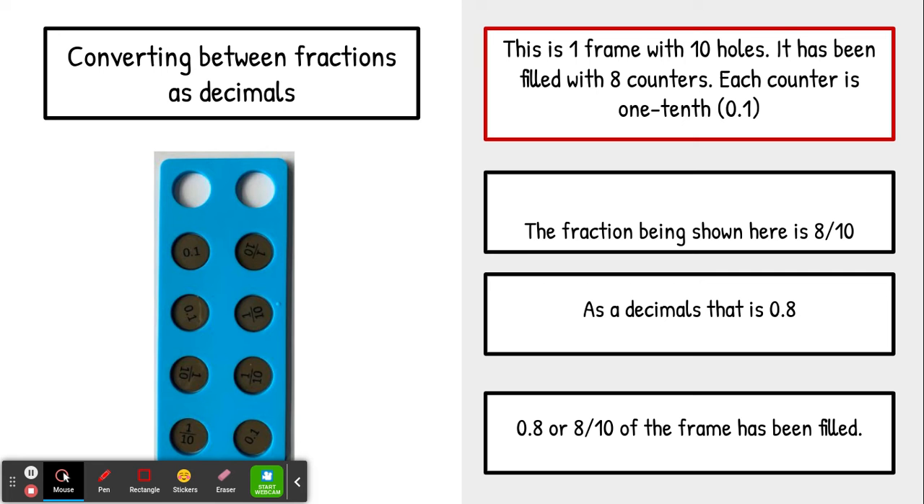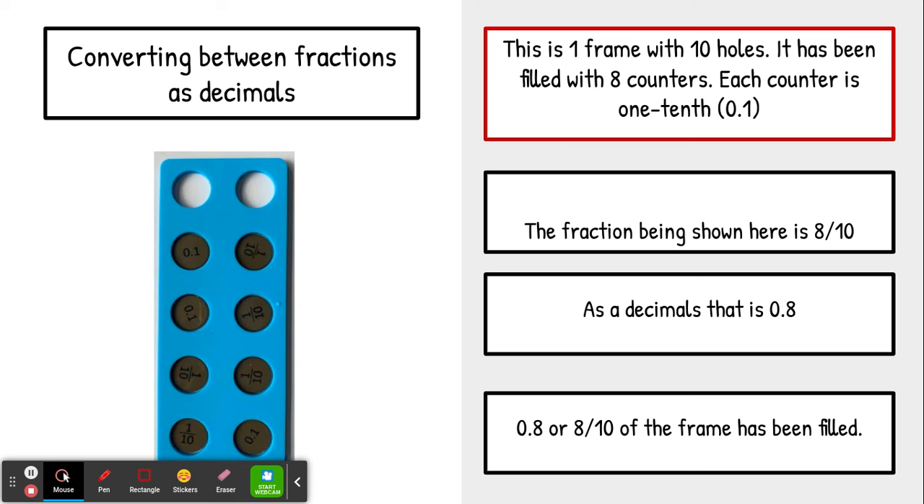Each counter is worth 1/10 or 0.1. So if you have a look at the counters, some say 0.1, some say 1/10. Those two things are exactly the same. So the fraction being shown here is 8/10 because there are 10 holes and 8 of them are filled. As a decimal, that is 0.8. So 0.8 or 8/10 of the frame has been filled.